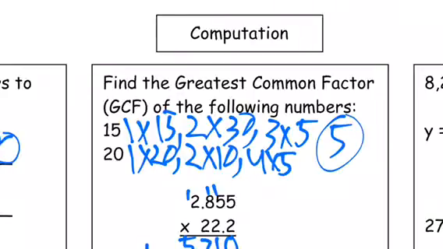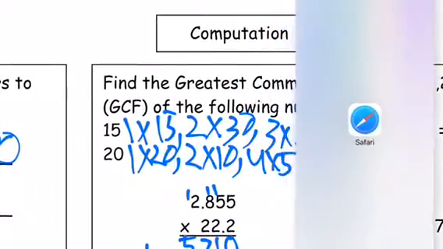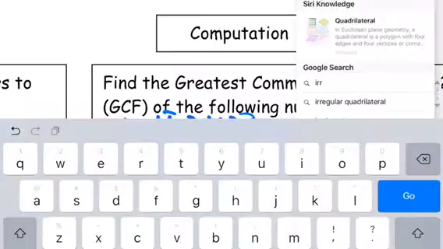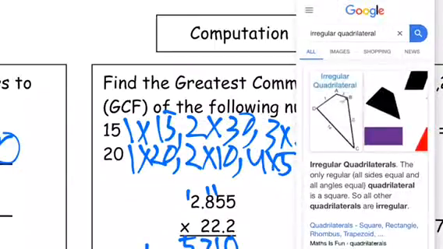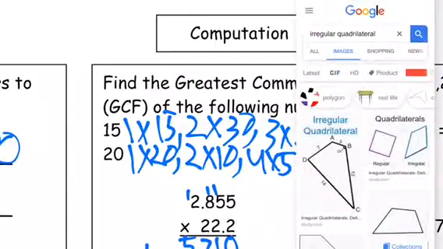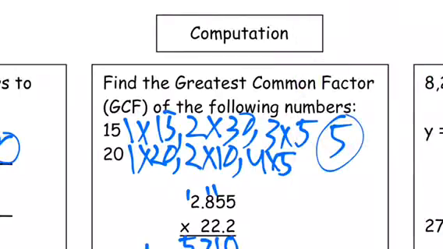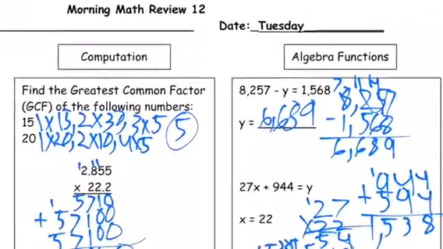Matt, what number? Number 5. What do I need to do first, sir? 8,257 minus 1,568. And you should get 6,689. Matt, thank you. Sign your name. Kelsey, what number?